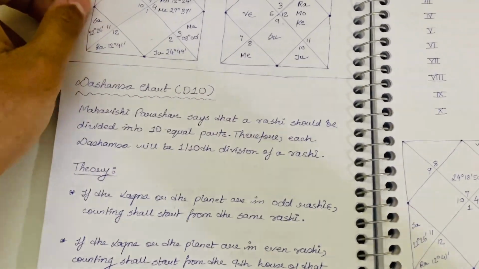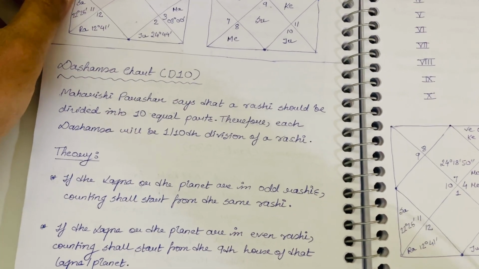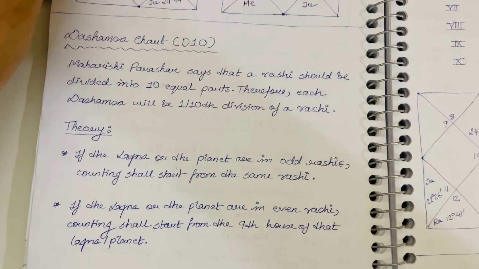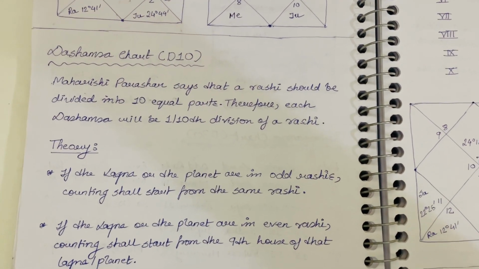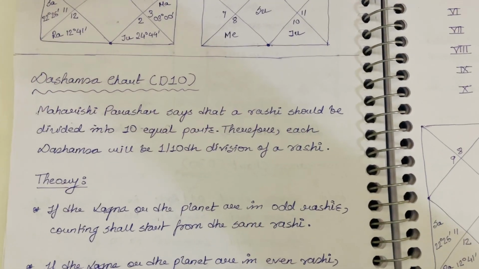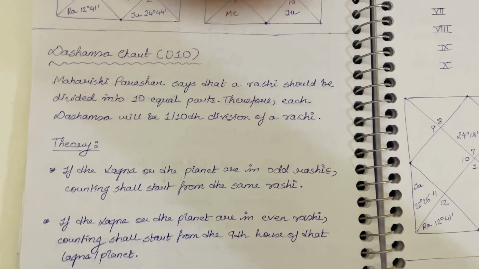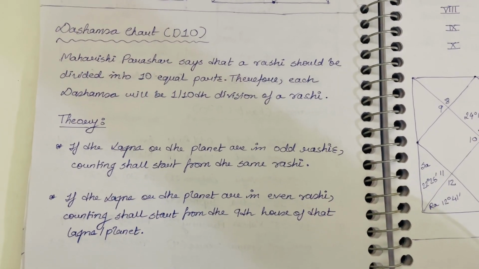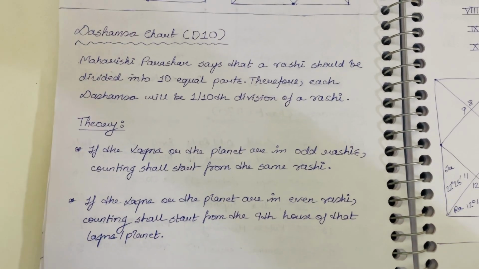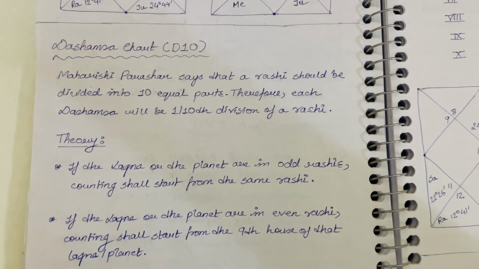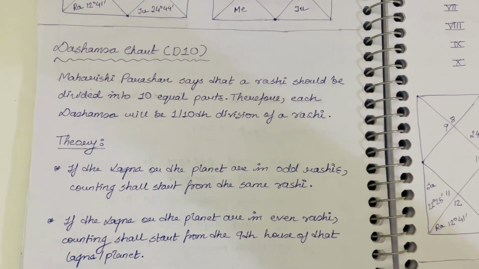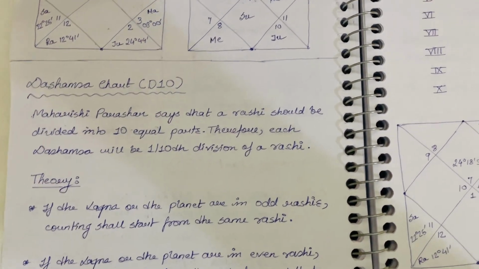Okay, so there are two theories. The first theory is, if the lagna or the planet is in an odd rashi, then the counting shall start from the same rashi. The second theory is, if the lagna or the planet is in an even rashi, then the counting shall start from the ninth house of that particular lagna or planet, that is, from where the lagna or the planet is placed.